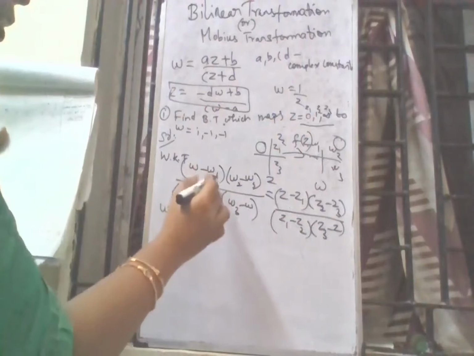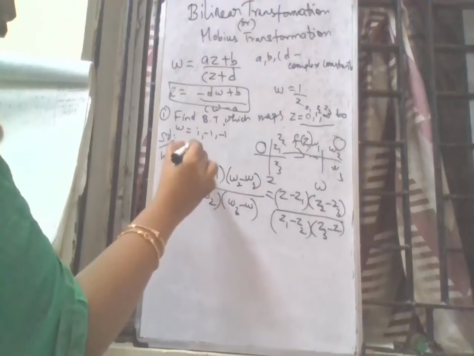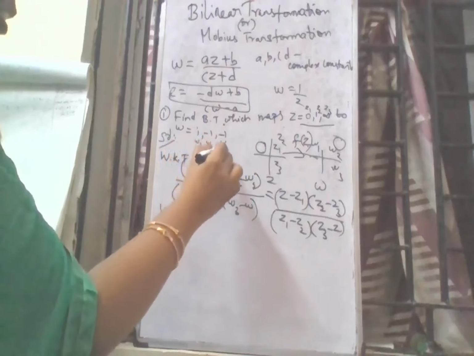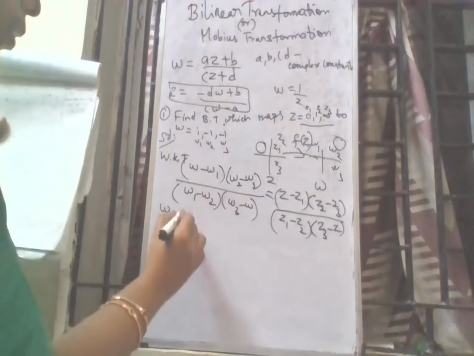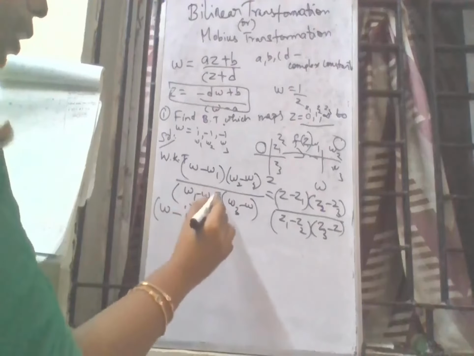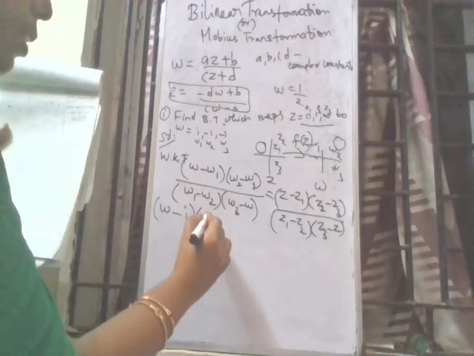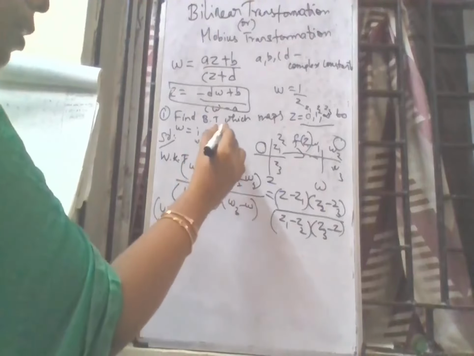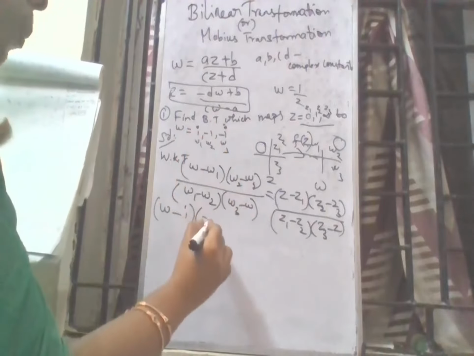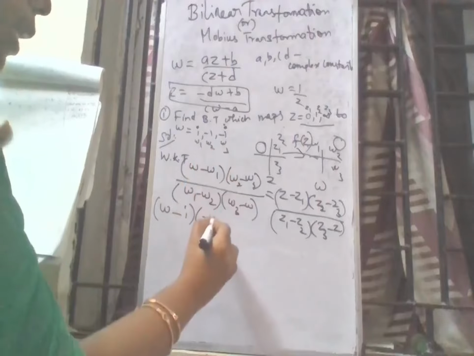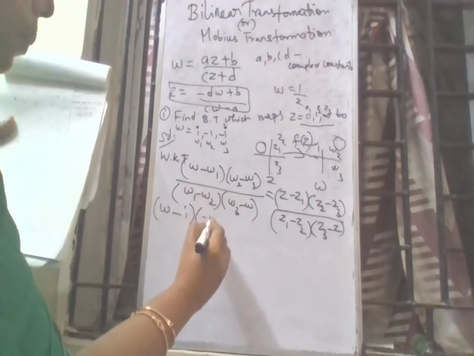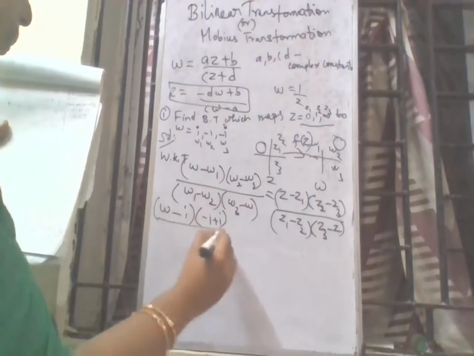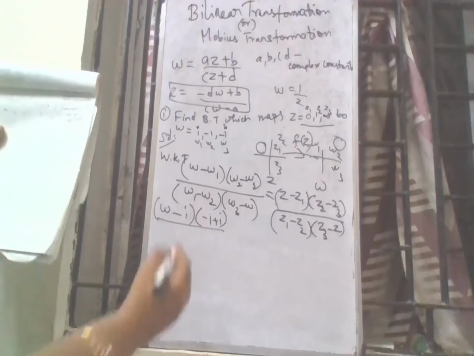So W minus W1. What is W1? This is W1, this is W2, and this is W3. The 3 points A correspond to 3 points here. So W1 is I, into W2 minus W3, minus, this is 1, this is I. Please see carefully. So minus 1 plus I, right? Yes, minus 1 plus I. Okay, that's the numerator.